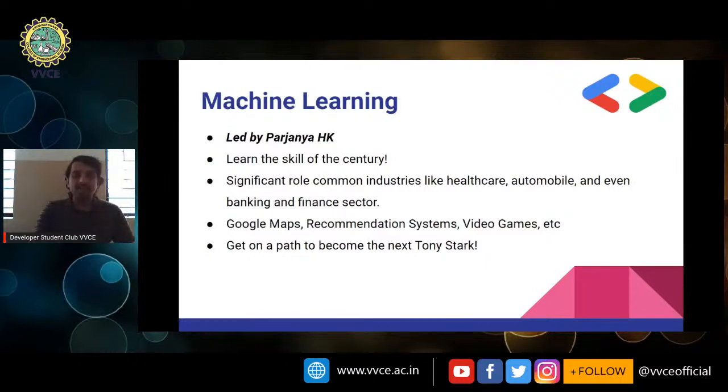AI is not just limited to computers and space-related industries. It also plays a significant role in industries that are directly related to the common man, like healthcare, automobiles, and even banking and finance sectors. It's applicable in any industry and never fails to deliver amazing results.